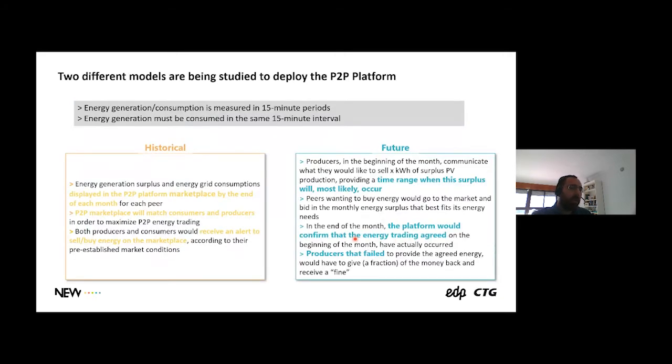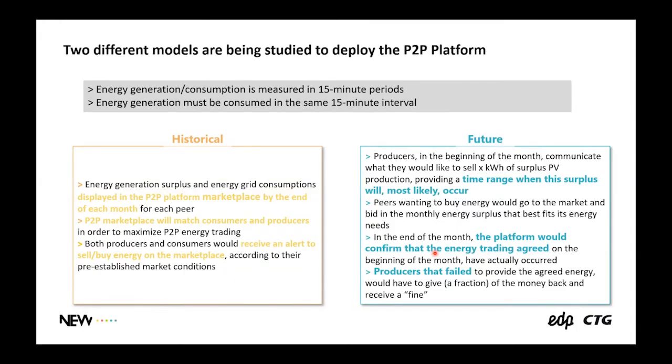Just to highlight regarding the peer-to-peer energy trading platform, we have been studying two different approaches. The first one based on the historical data, and the second one based on the future data. So to cope with these two approaches, we obviously need to have the generation and the consumption in 15-minute periods, as is now being stipulated in the Portuguese legislation. And we need to guarantee that the energy generation surplus that is sold in the peer-to-peer market must be consumed within the same 15-minute interval.